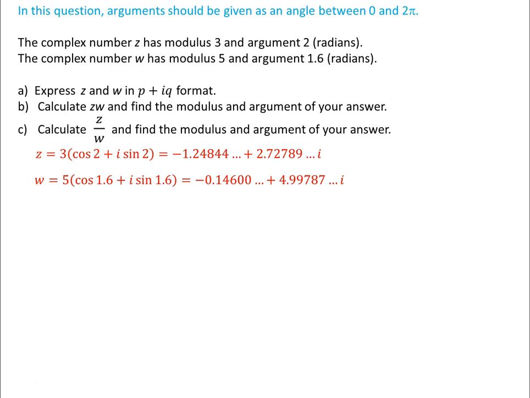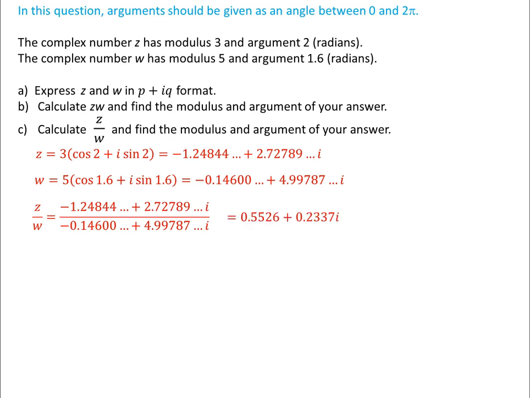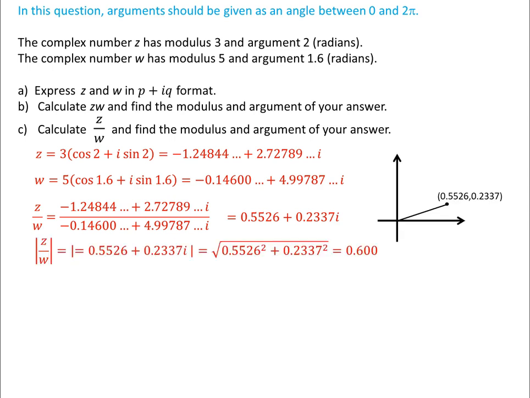And moving on to z divided by w, well, z divided by w can be worked out on your calculator again, and that will give 0.552 plus 0.233 times i. So the modulus of z divided by w is going to be the square root of 0.5526 squared plus 0.2337 all squared, which comes out as being 0.6.